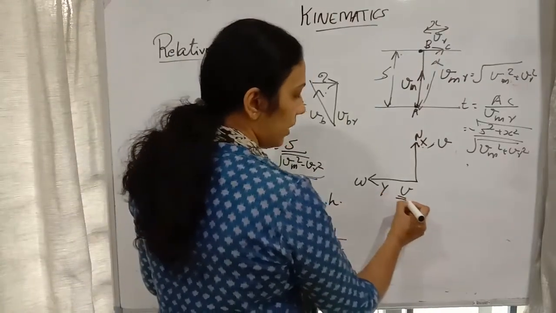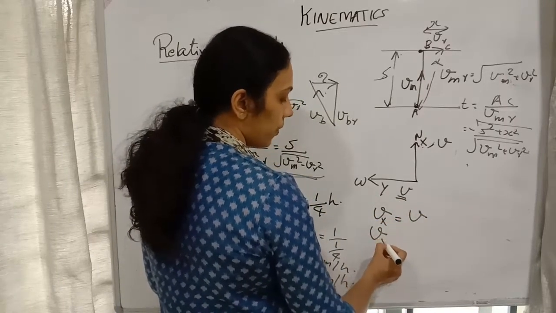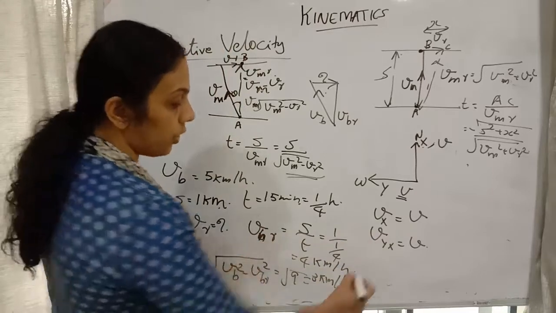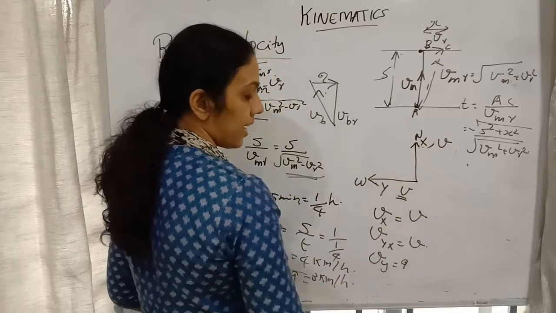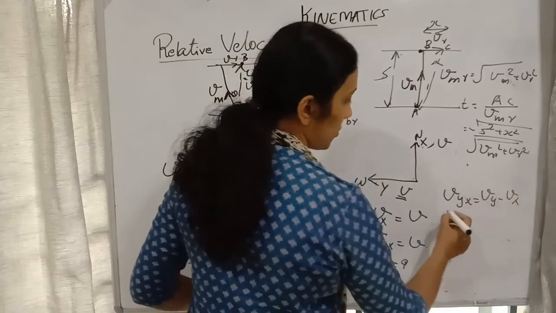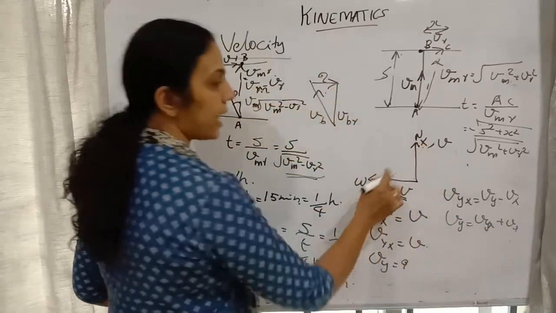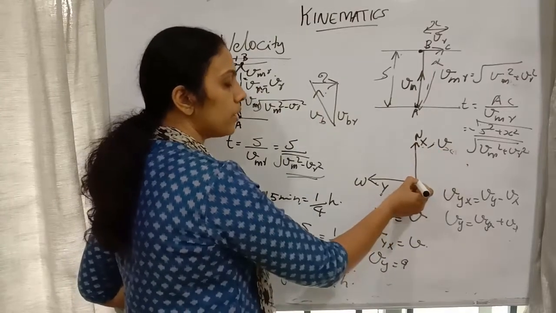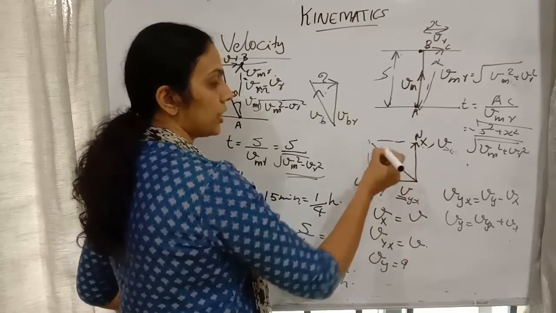That means the velocity of X is V and the velocity of Y with respect to X is also V. We need to find out the velocity of Y. See, this Vyx is acting in this direction. We know that Vyx equals Vy minus Vx. So Vy will be equal to Vyx plus Vx, so we can add these two. This is Vyx and this is Vx. So while we are using the parallelogram law, we will be getting the direction like this.